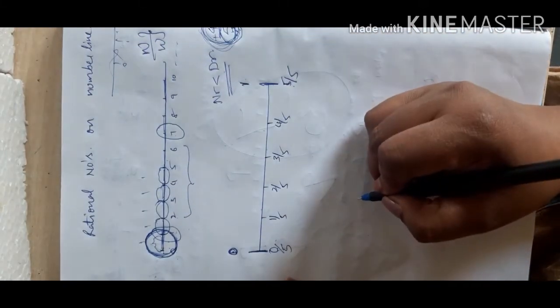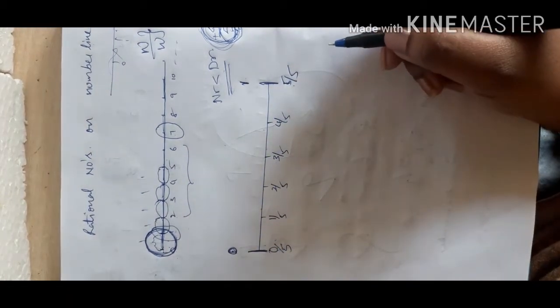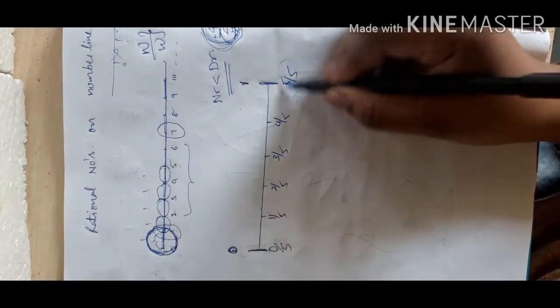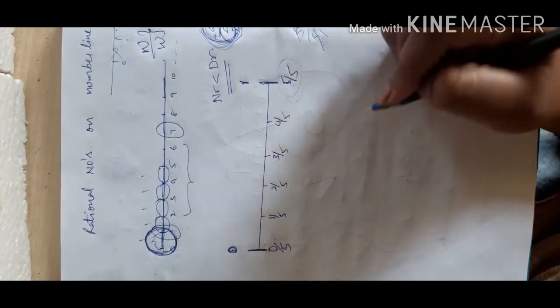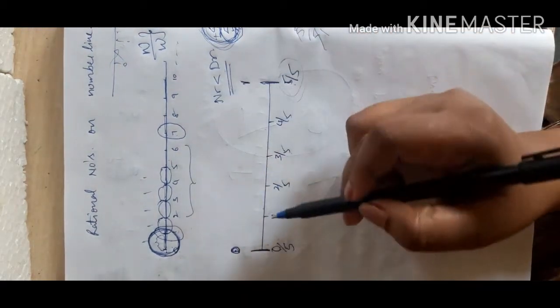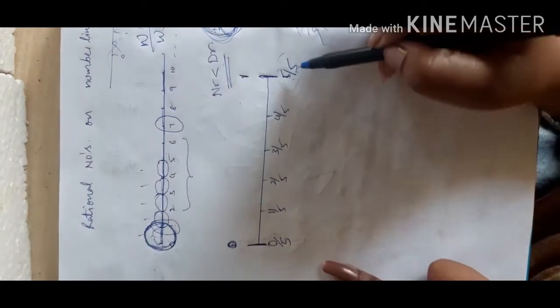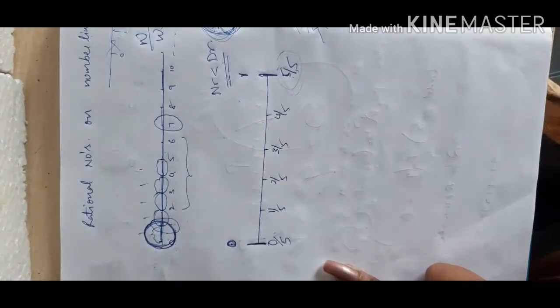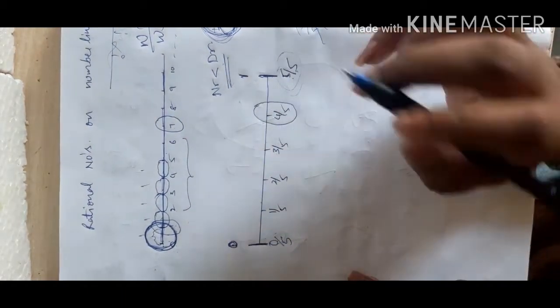If you want to check whether you have drawn correctly or not, you can check. 5/5 is what? 5 ones are 5, so 5/5 is nothing but 1 only. And 0/5, 0 divided by any number is 0 only. Like this you can check whether you are writing the correct number in the correct position. So where is 4/5 now? Here is 4/5. This is one example.